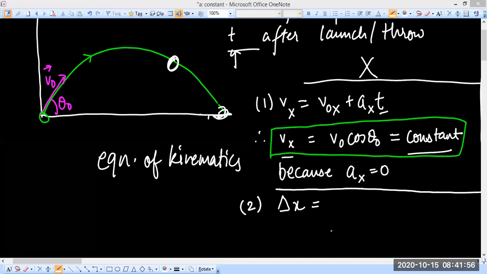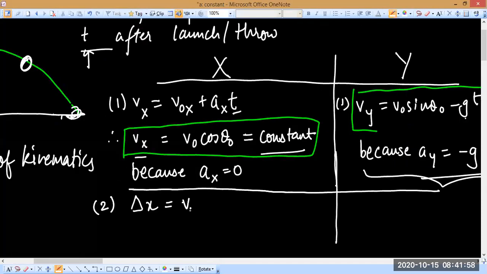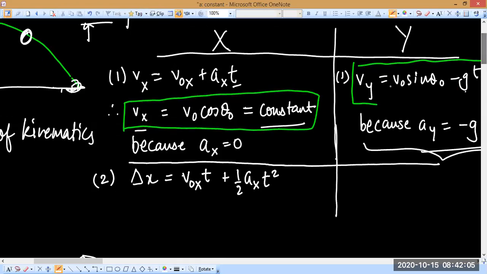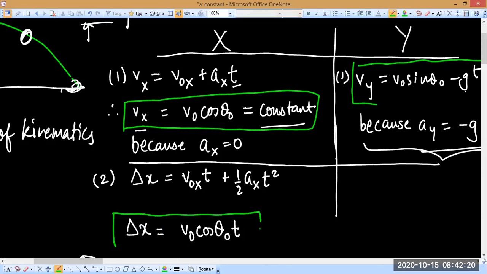Okay, here is the final answer. Let me tell you the method. First of all, we use the equation v0x t plus half ax t square. All right, this is the equation. But ax is 0. So if you put all the values, then you will finally get delta x is equal to v0 cos theta 0 into t. Clear? Right? Because ax is 0.